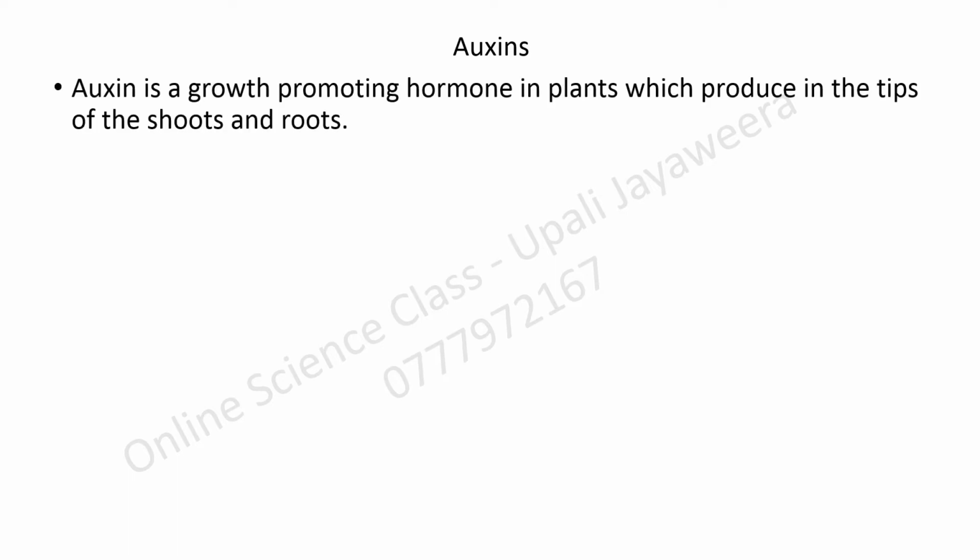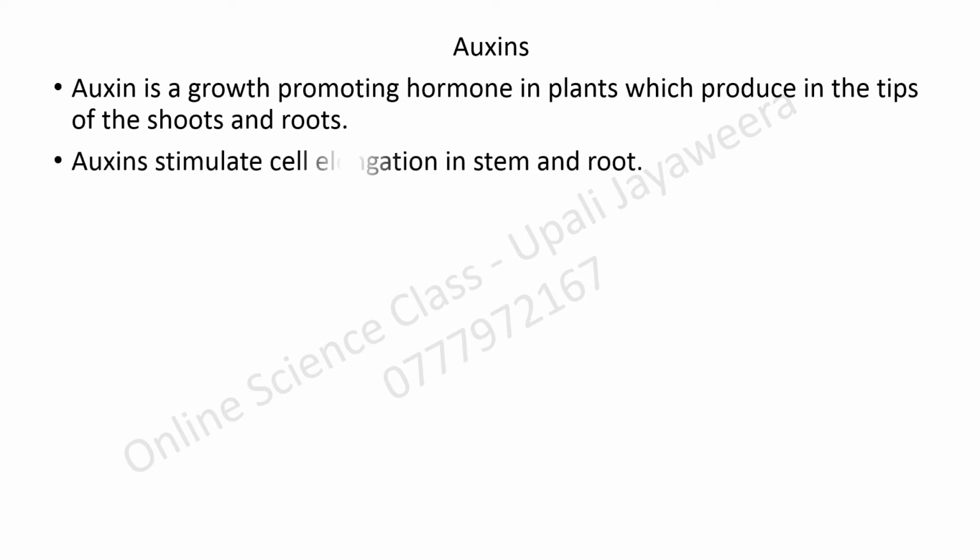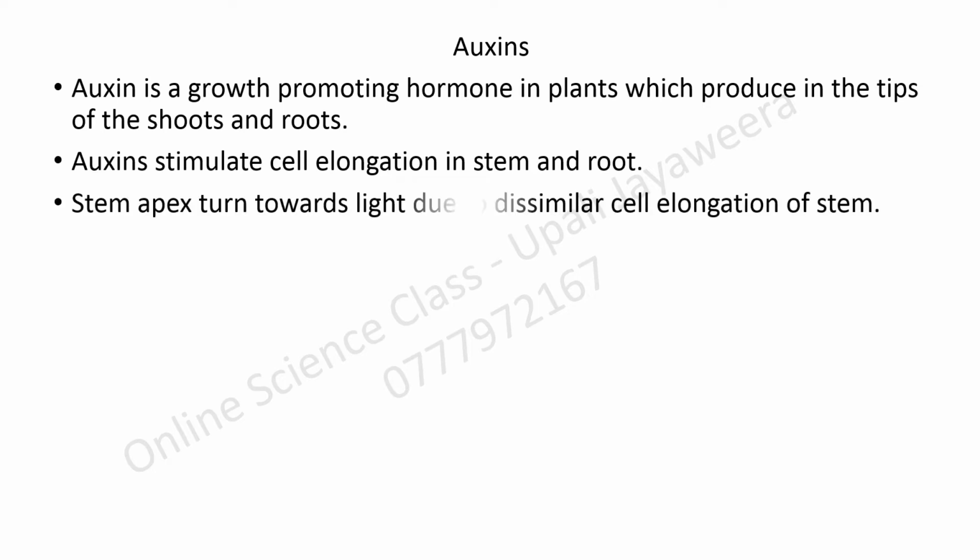Now we'll find out about auxins. What are known as auxins? Auxin is a growth promoting hormone in plants which is produced in the tips of the shoots and roots. Auxins stimulate cell elongation in the stem and root. The stem apex turns towards light due to dissimilar cell elongation of the stem.